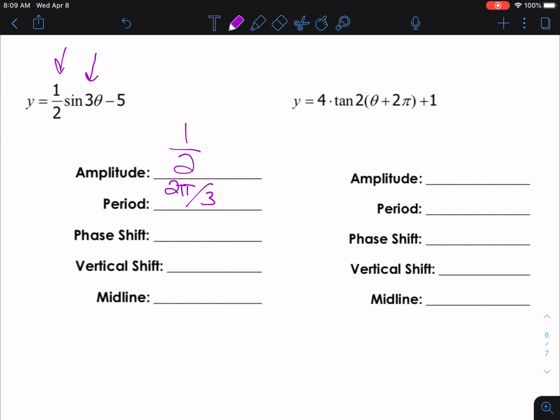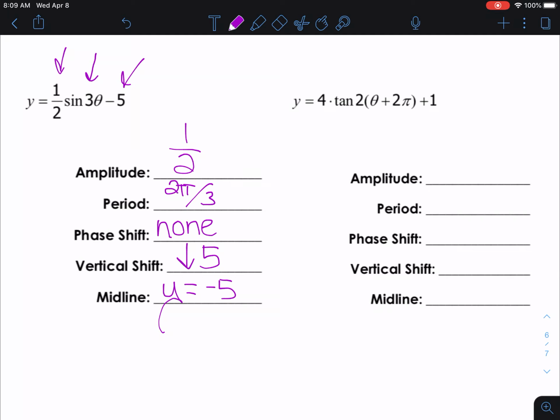All right, our phase shift. This is left or right, and you'll notice in this problem there's nothing in the parentheses, so there is no phase shift for this one. Vertical shift is my k value, and that's this one right here. This is minus 5. Remember, with the k value, it's normal, so that shifts the whole graph down 5, which would make the equation for my midline y equals negative 5.